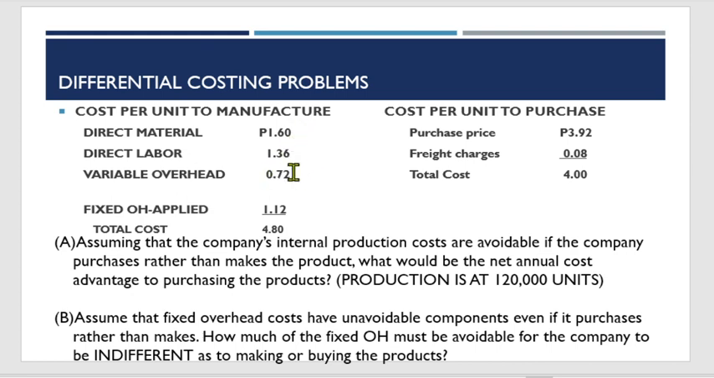3.68. Eh sabi, kailangan daw parehas. 4 dito, 4 din dito. So 3.68, magkano ang idadagdag mo sa kanya para maging 4 pesos? So ganun lang siya. 4 minus 3.68 is 0.32. So yun dapat daw, that is the answer. 0.32 per unit should be the fixed overhead avoidable. Para maging indifferent ka, para parehas na 4 ang cost per unit to manufacture and cost per unit to purchase. So that's the answer.